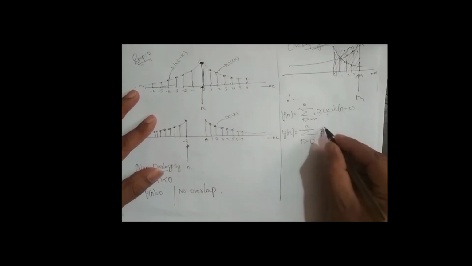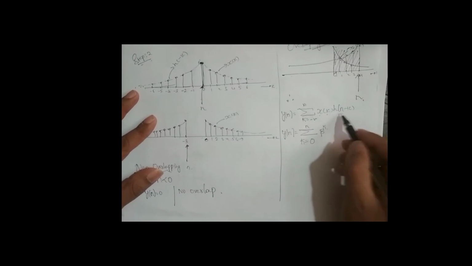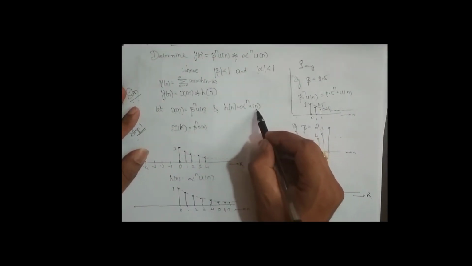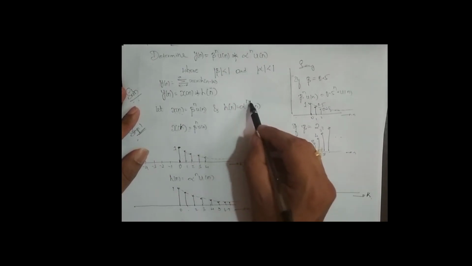Okay, what is h of n? What I need is h of n minus k, right? So what is h of n? h of n is alpha power n. You ignore u of n because it is 1. So if h of n is alpha power n, what is h of n minus k? It is nothing but alpha power n minus k, right?